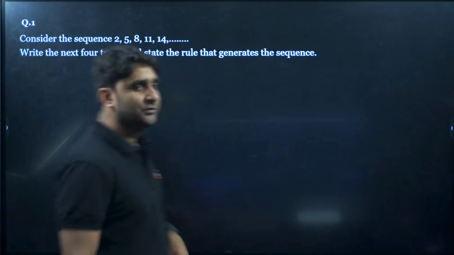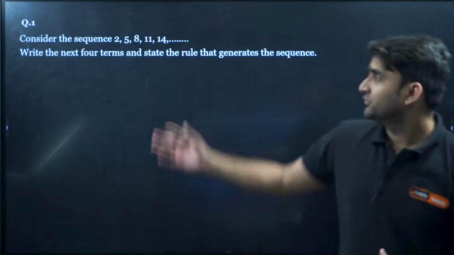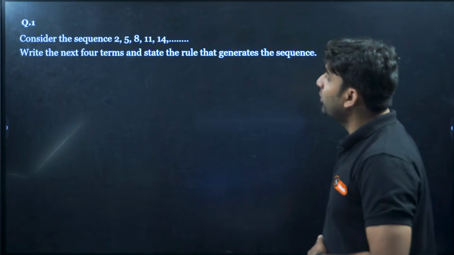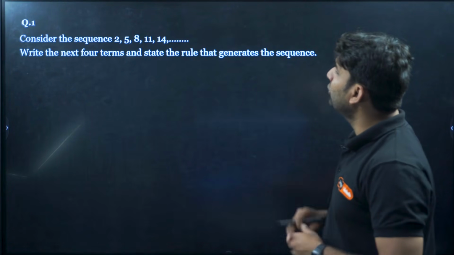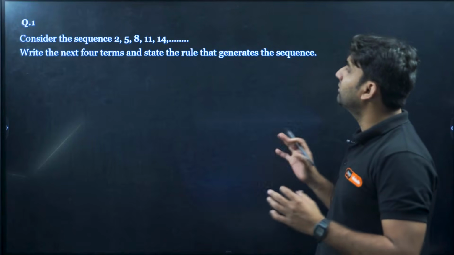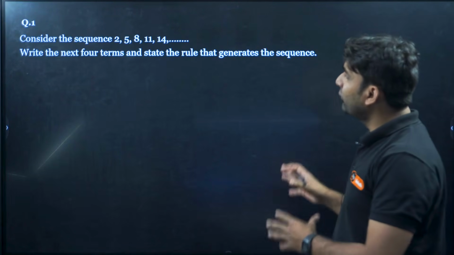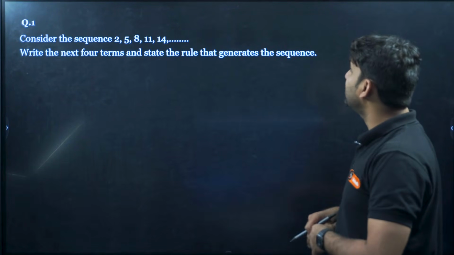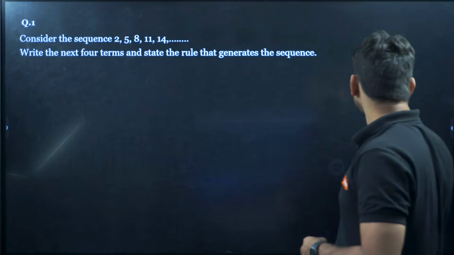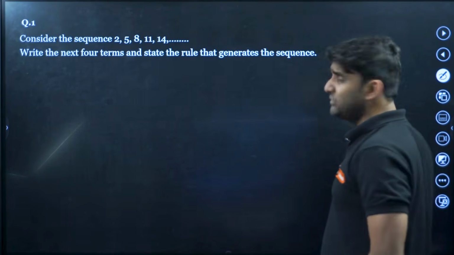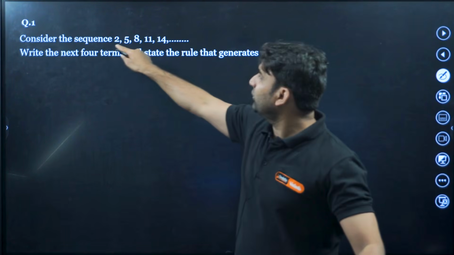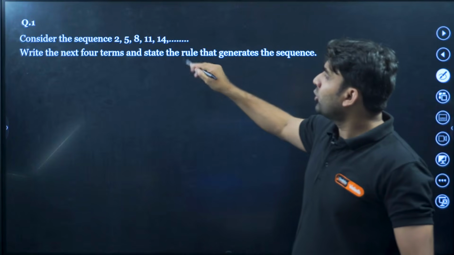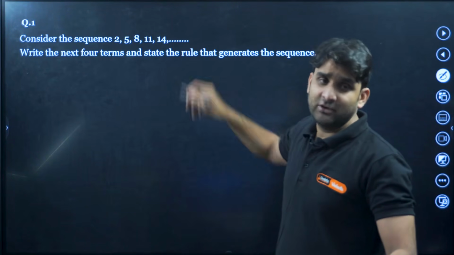Moving ahead. So let's do a few questions, guys. Let's start with question number 1. Consider the sequence 2, 5, 8, 11, 14. Write the next 4 terms and state the rule that generates the sequence. Very easy question. We have a sequence given here: 2, 5, 8, 11, 14.